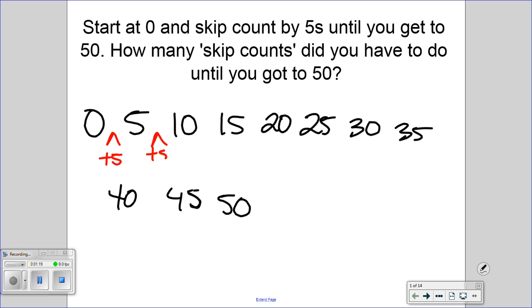+5. What about my next one, Parker? +5. Oh my goodness, what is happening to my marker? What about my next one, Susie? All right, I'm going to keep going. I want you to count up how many +5s, or how many skip counts, did we have to do? Whoops. So there's one in between 35 and 40.